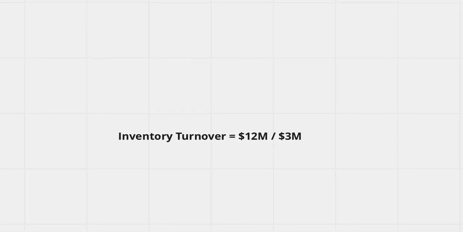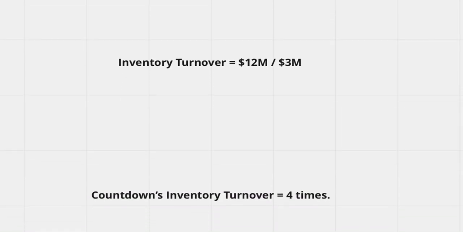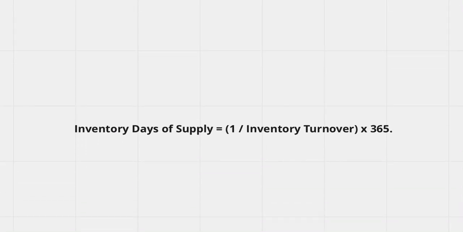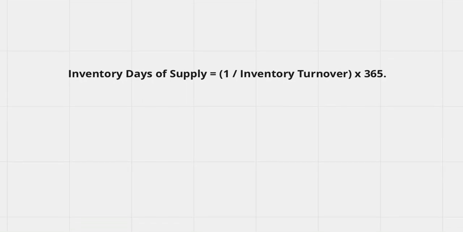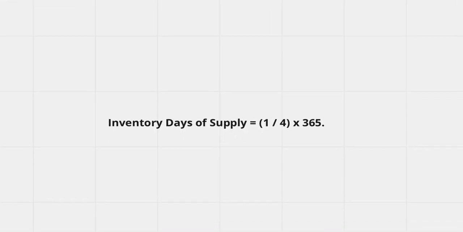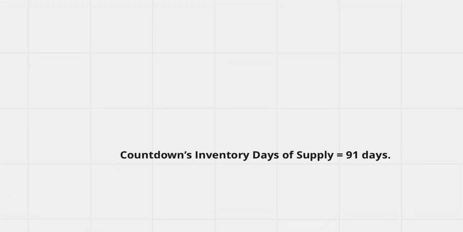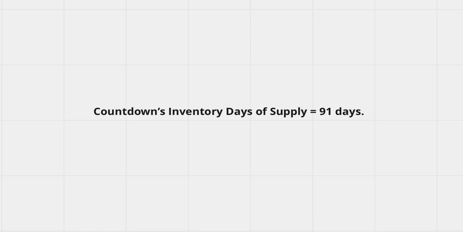The inventory days of supply calculation is closely related. To calculate Countdown's inventory days of supply, all we have to do is divide 1 by the inventory turnover, then multiply that by 365. Therefore, Countdown's inventory days of supply would be 91. An inventory days of supply figure of 91 would mean that on average Countdown would hold on to their inventory for 91 days before selling it. For example, Countdown would hold on to these products for 91 days before they are eventually bought by customers.